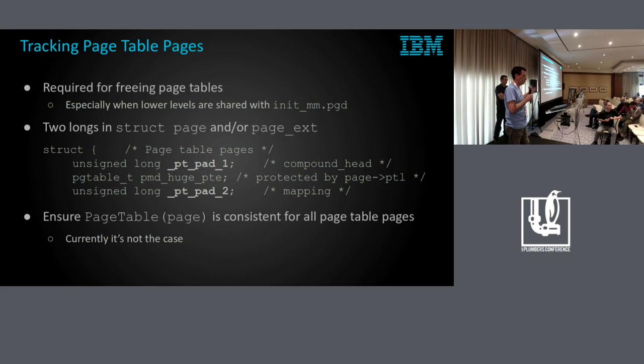And it's simple. One minor issue: the page table flag is not set for every page table in the kernel, at least on x86. Sorry, the initial page tables that come from very early mappings are never marked as page tables afterwards. So.